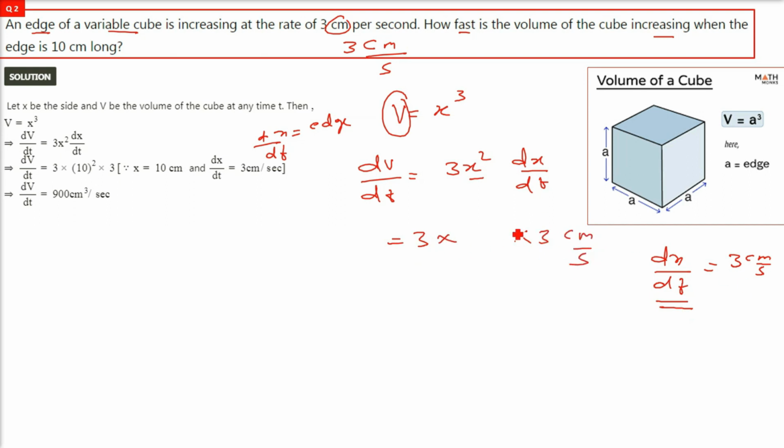And what about this side? It is saying edge is 10 cm long. When the edge is 10 cm long, so you have to put 10 square here. So when you do 10 square, it will be 100. 3 into 3 is 9. It is going to be 900 centimeter cube. Why? Because centimeter square into centimeter is going to give you centimeter cube, and since it is already having a second in the denominator, it is going to be 900 centimeter cube per second. Alright, so this is dV by dt we have found out.